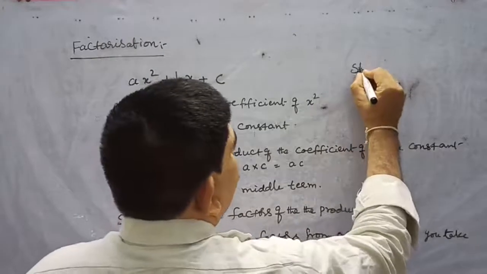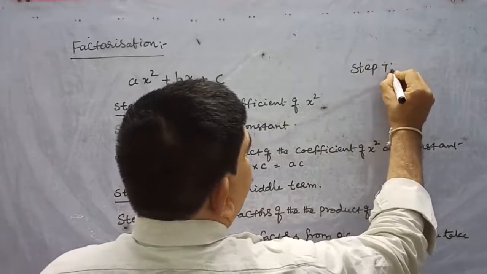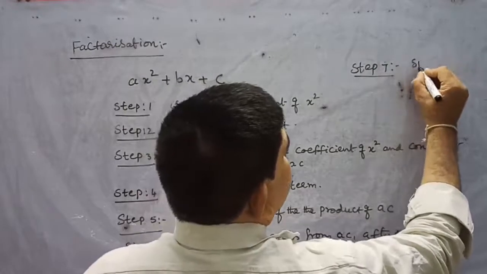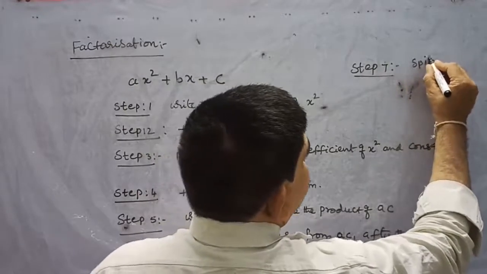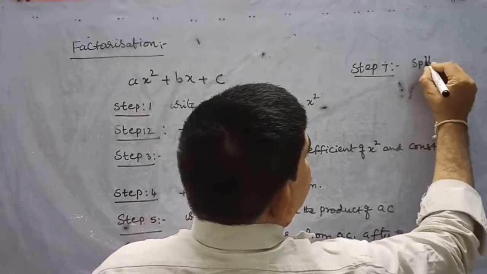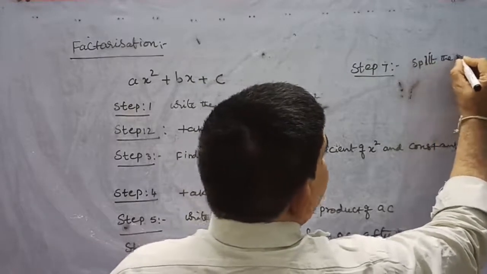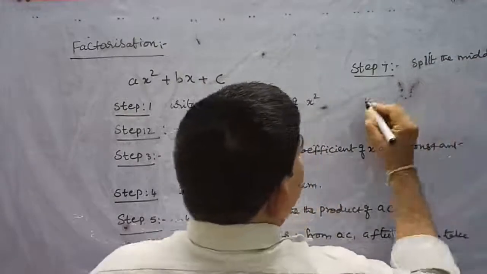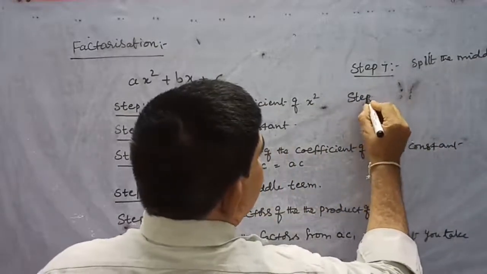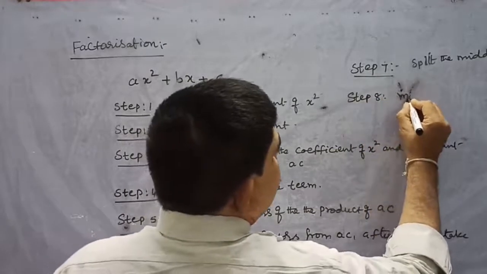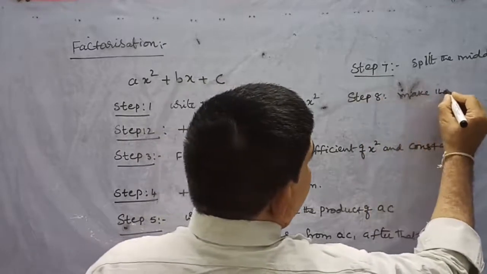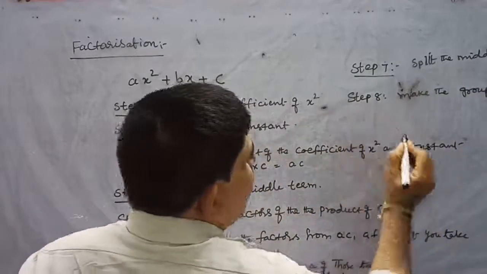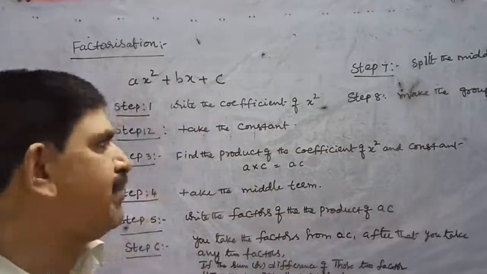Step 7. Split the middle term. Next, step 8. Make the groups. These group factors are nothing but the factors of the given polynomial.